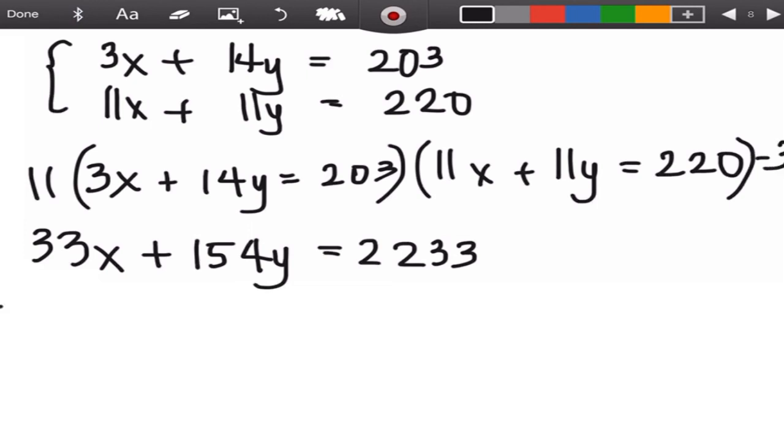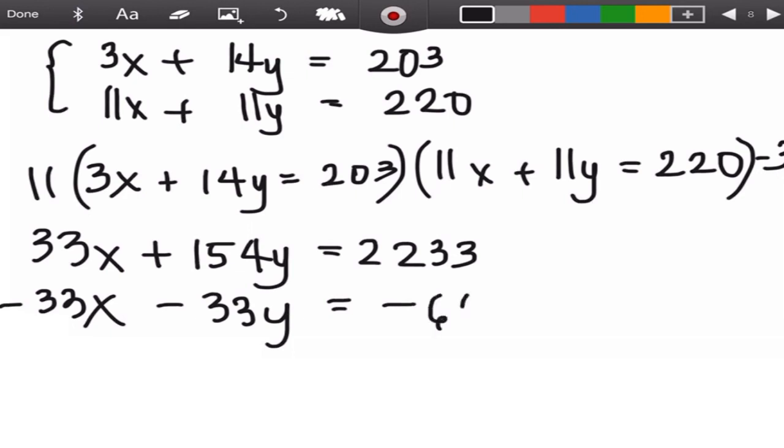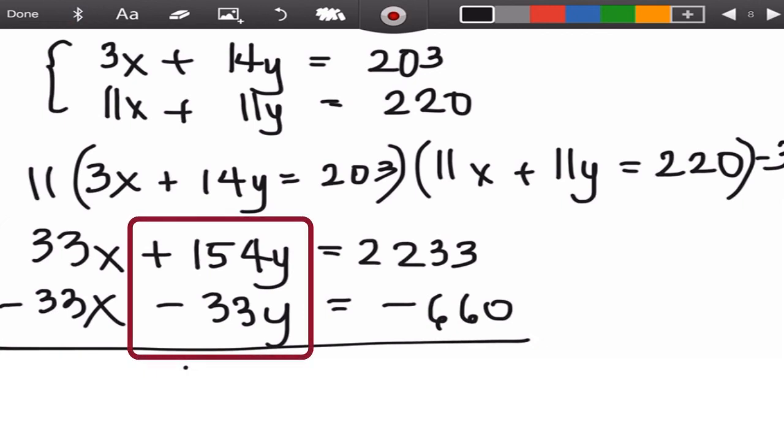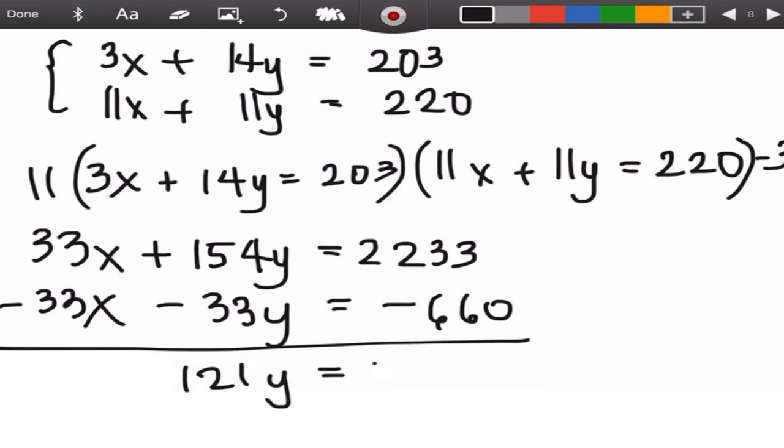So we will have negative 3 times 11x, that is negative 33x. Negative 3 times 11y, that is negative 33y, equals 220 times negative 3, that is negative 660. And now, 33x minus 33x will become 0x, so we don't need to write it. 154y minus 33y, that is 121y, equals 2233 minus 660.